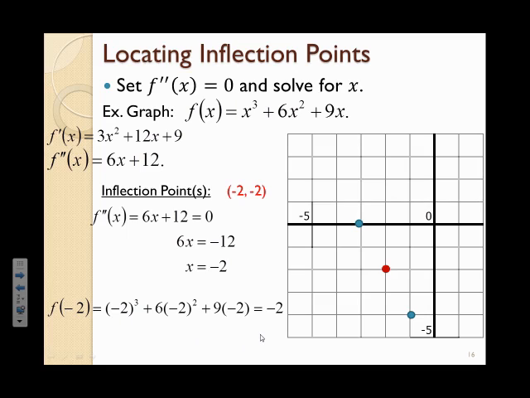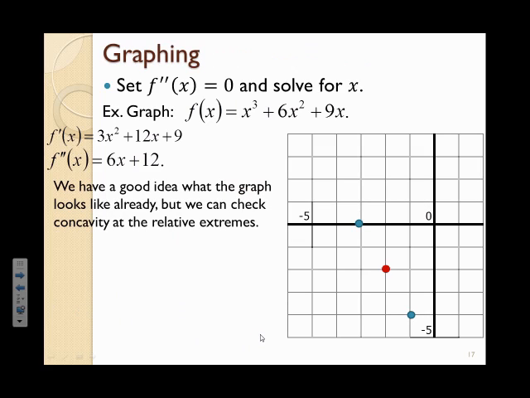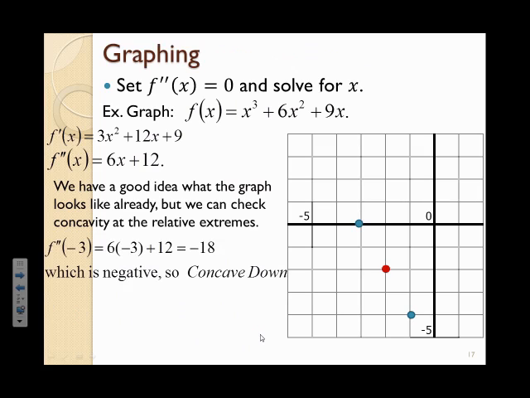Now, as we're going, we have a really good idea what the graph would look like, but if we check concavity, just to make sure everything is correct, it would be helpful. If we go back to our maximums and minimums, the first one is at -3. If we do a second derivative at -3, we plug that into the second derivative and we get -18. -18 is negative, so that means it's concave down here. So that's going to be a maximum, and that makes sense.